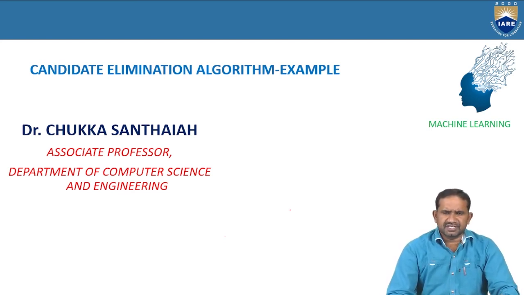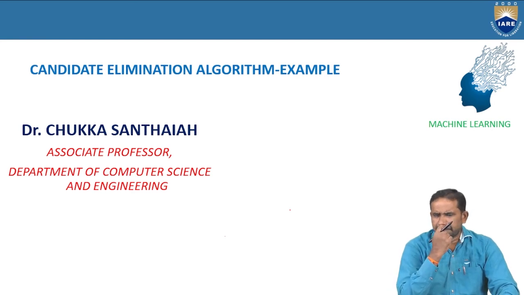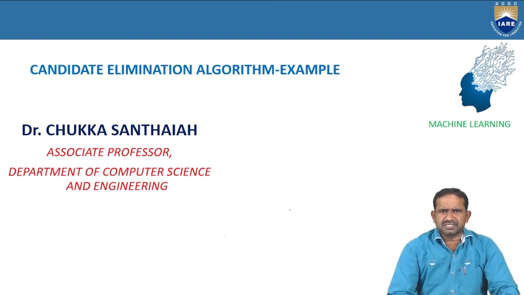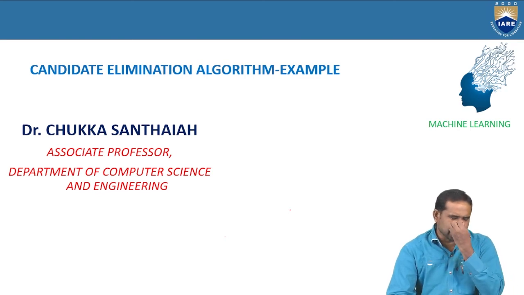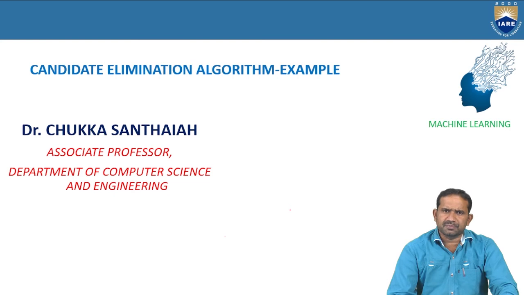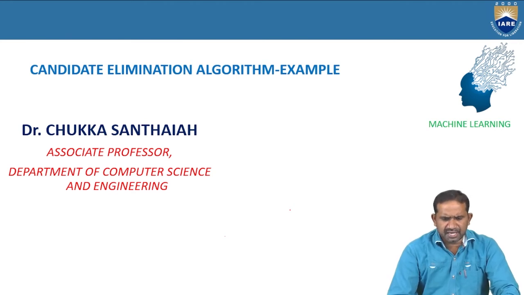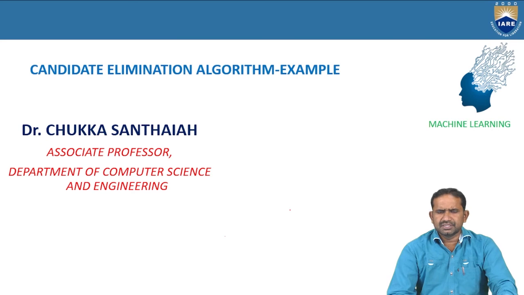Especially we discuss the elimination of some hypotheses based on the training examples, which may be positive or negative. But when you come to the candidate elimination algorithm, it discusses the specific hypothesis as well as the generalized hypothesis, and it is also focused on positive and negative training examples. The main advantage of the candidate elimination algorithm is that it takes into consideration both positive as well as negative examples.